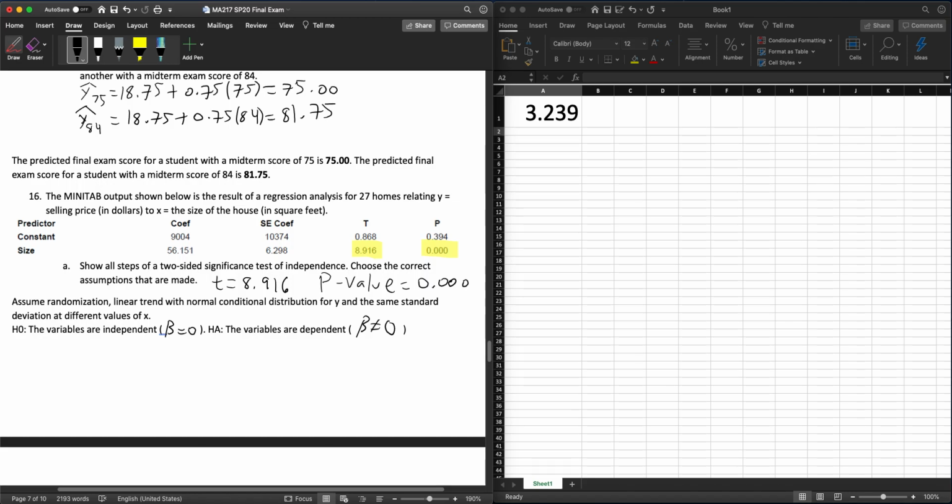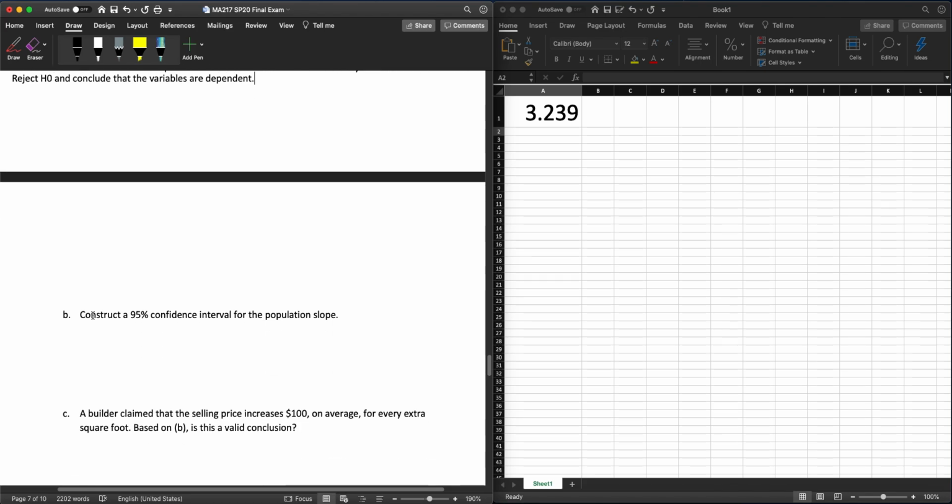And as such, we could write our conclusion. We're going to reject the null hypothesis and conclude that the variables are dependent. Why? That's because our p-value is less than the level of significance of 5%. Part B of this wants to construct a 95% confidence interval for the population slope.